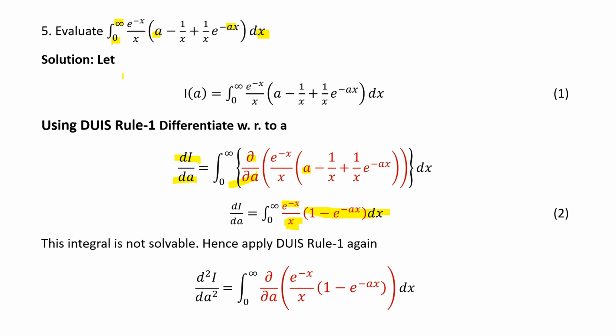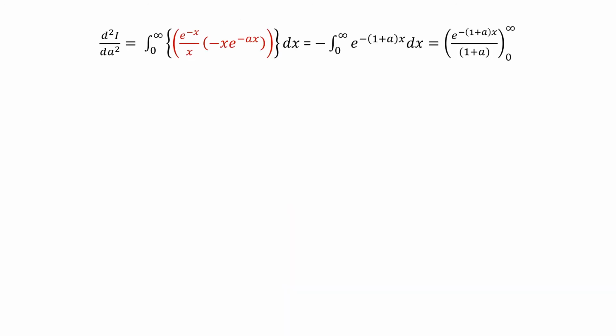Now again d by dA goes inside the integral sign and converts to del by del A of this whole function, dx. Now again we have to differentiate the function inside the bracket with respect to a, keeping x as a constant. So you will get d2I by dA square equal to integral from 0 to infinity of e raised to minus x upon x, and inside the bracket you will get plus x e raised to minus ax, whole dx.